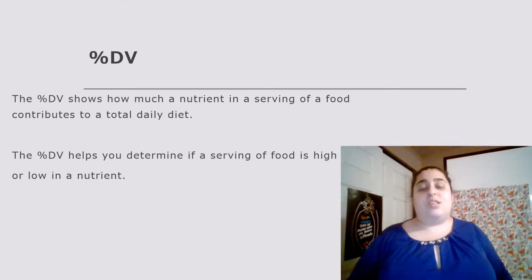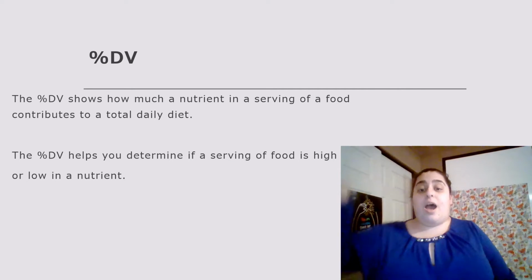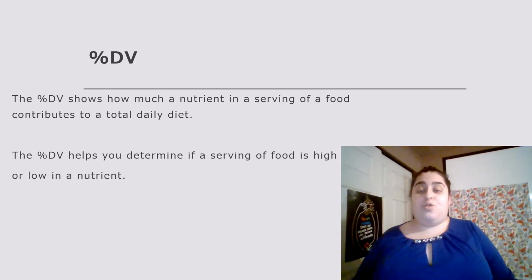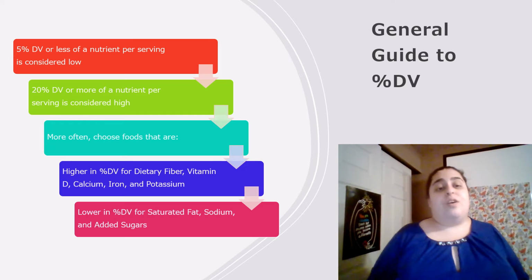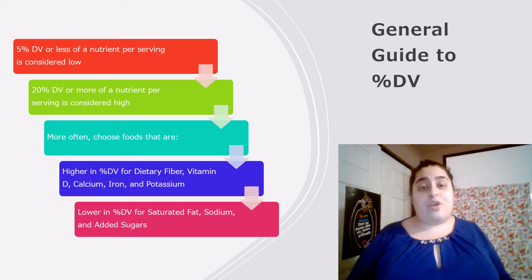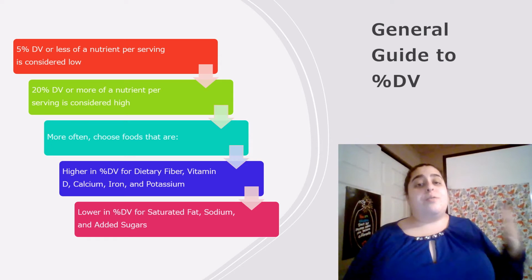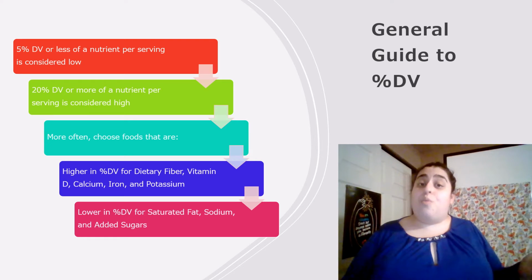Well, the DV is there to show us the serving size percentage of the food item. It is also there to help us understand if it's high or low in nutrients. If we have a percentage of 5% or lower, that means that the serving size is low on that item. If we have one that is 20% or higher, that means that the serving size is high, so we should be eating more.